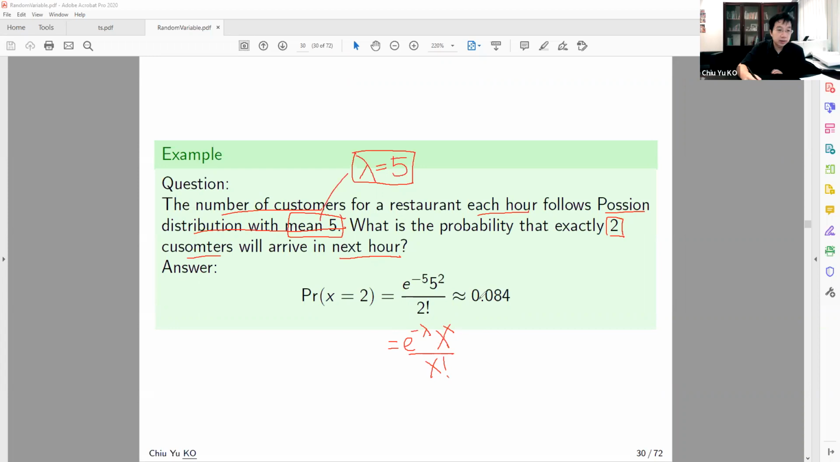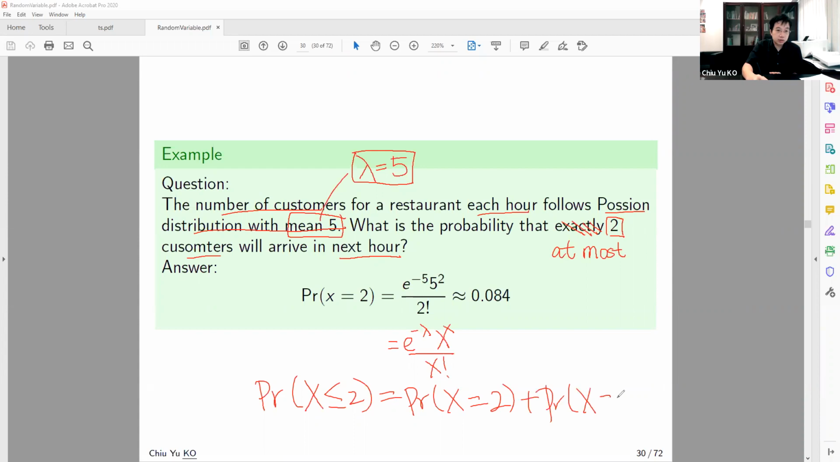Instead of asking you exactly, if I ask you what is at most 2, you should be able to show the probability of X less than or equal to 2 is the probability X equals 2 plus the probability X equals 1 plus the probability X equals 0. So you should be able to figure this out by yourself.